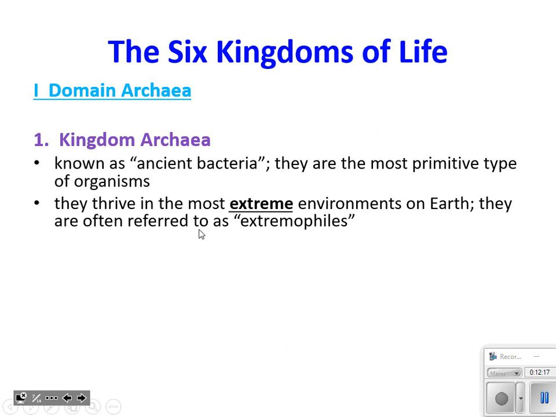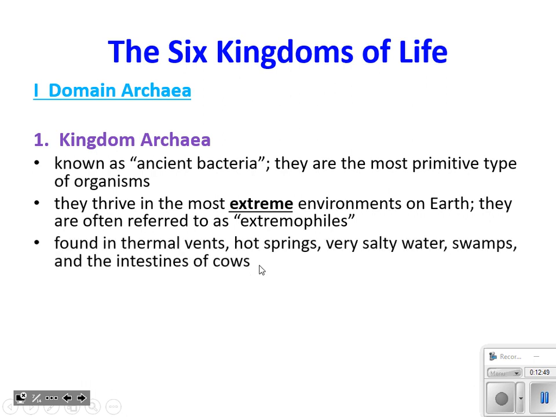They thrive in the most extreme environments on Earth. Sometimes we refer to these as the extremophiles, because anything that is a phile, they like. So an extremophile literally is they like extreme environments.